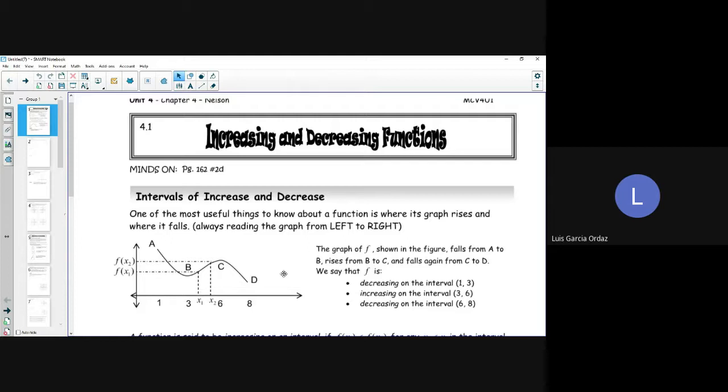Once we find the factors of our derivative, what do you think those are going to help us graph on our graph? The turning points, right? So it's going to help us find our maxes and mins, okay?